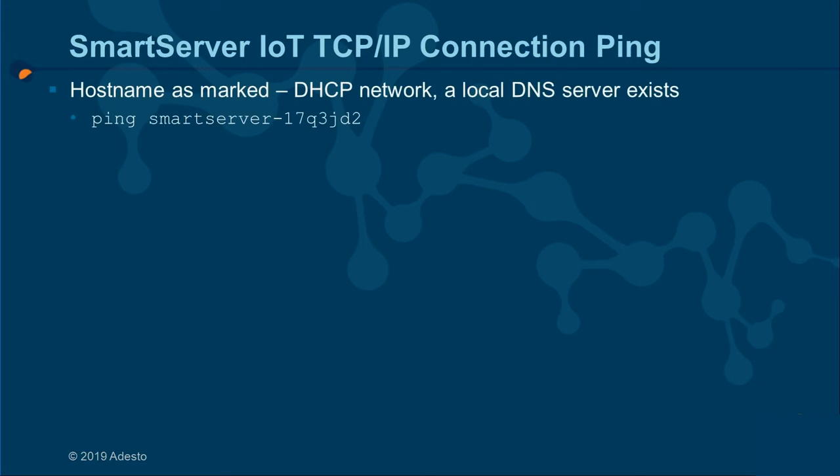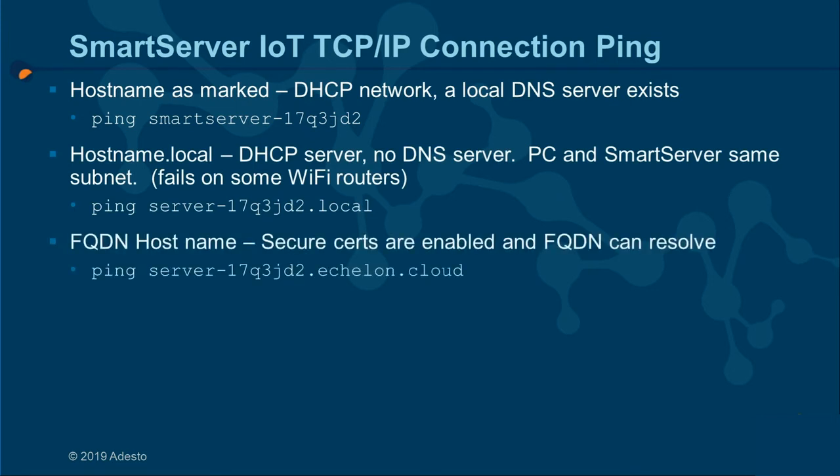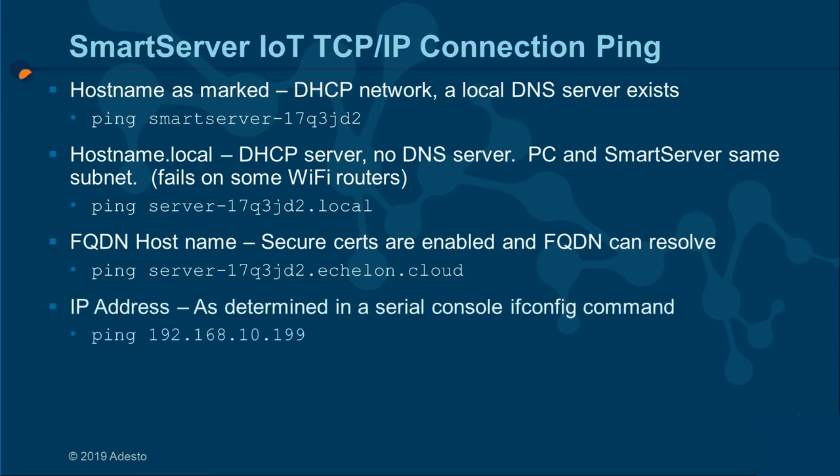First, in a network with DHCP and DNS enabled, you can reach the SmartServer directly with its host name. If there is no DNS server available, but DHCP is enabled, you may need to engage mDNS and add .local to the host name to reach the SmartServer. With secure certificates enabled and a fully registered name, you will use hostname.echelon.cloud to reach the SmartServer. If you resolve the address by using the console in ifconfig, you may just type in the raw IP address.